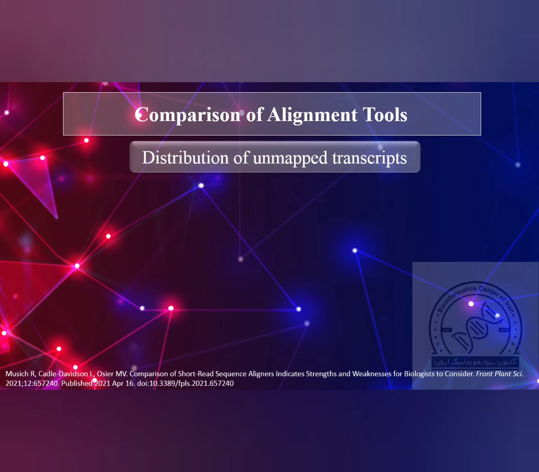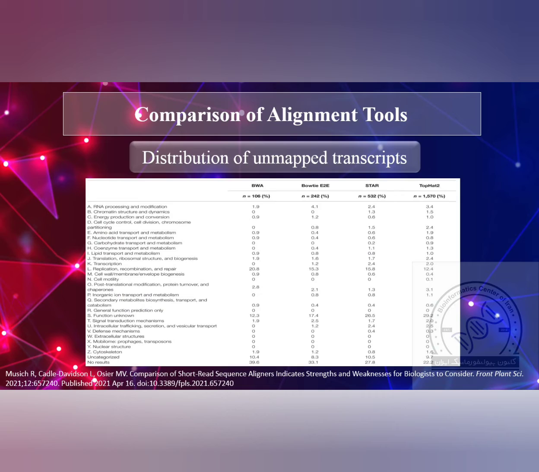There's another metric, which is, let's say, a tricky one: distribution of unmapped transcripts. So what does this show us? As you can see here, we have the functions, or the genes involved in the functions, which are distributed in different parts of the genome. For example, RNA processing and modification, chromatin structure dynamics, cell cycle control, etc. And we have two groups. One of them is uncategorized and another one is no results.